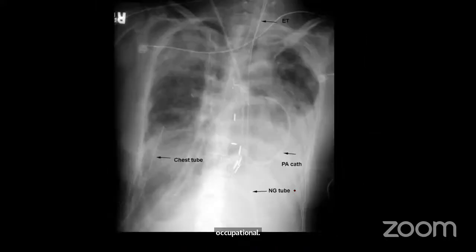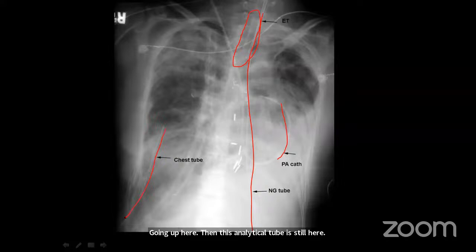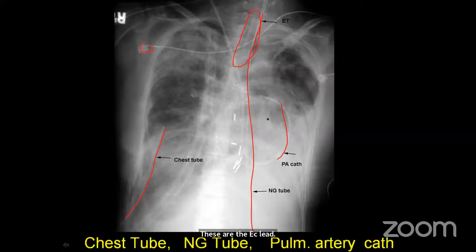Then in patients in ICUs, we are able to see a PA catheter, a nasogastric tube like here, going up to here. Then this endotracheal tube is till here. Then a chest tube here. All these tubes you need to see properly, right? These are the ECG leads, okay? So all these things are being seen on the X-ray.